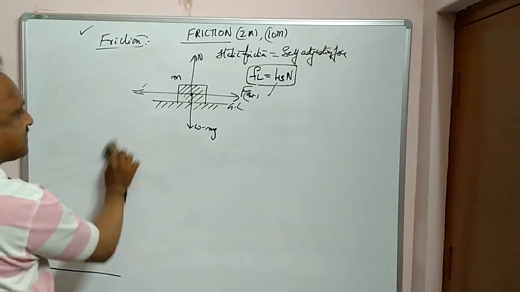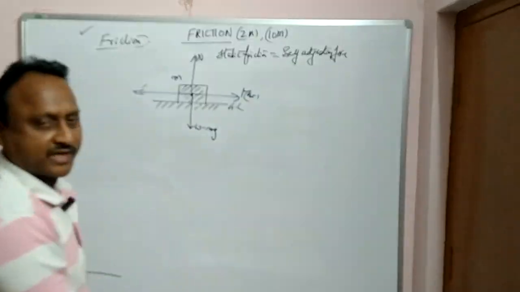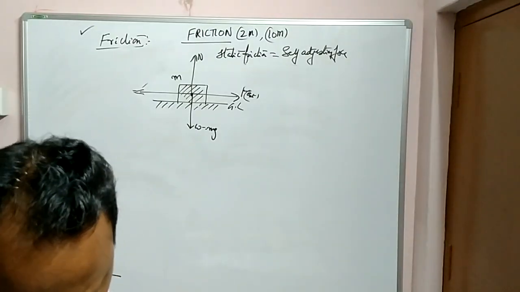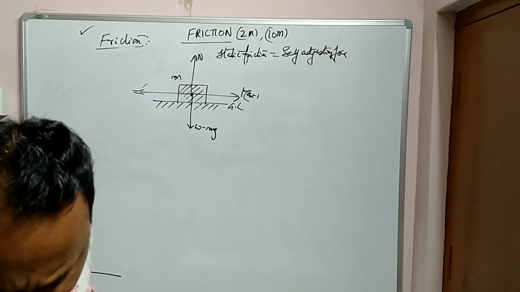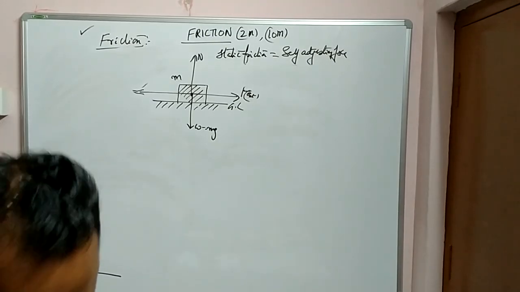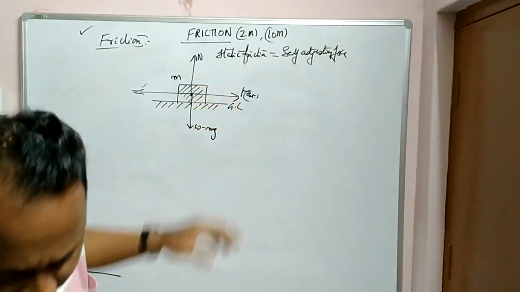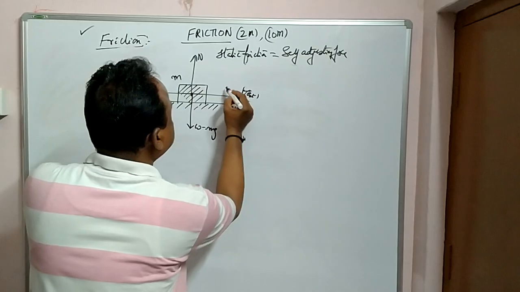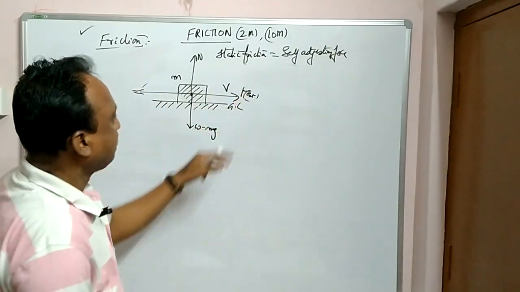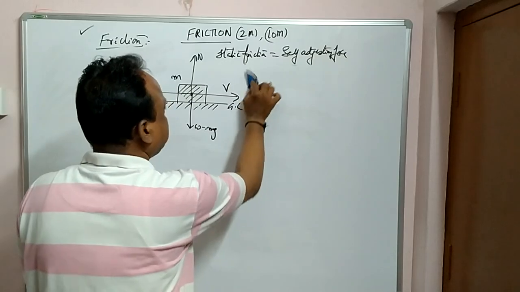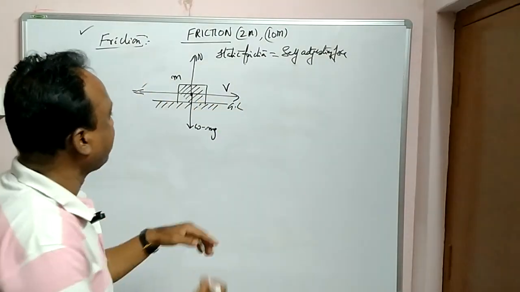Now let us try to understand these formulas by doing some numerical problems. Let us start with one. See here, I am giving a small block having a mass m. Suppose this block is moving with some velocity v. One force is applied here. See, here a block is there having a mass m. It is moving with a velocity v.